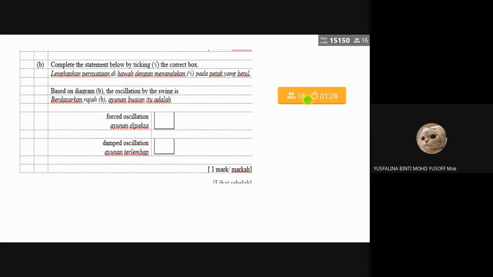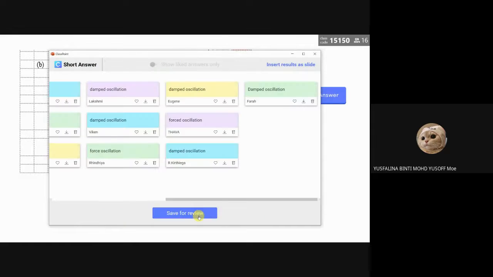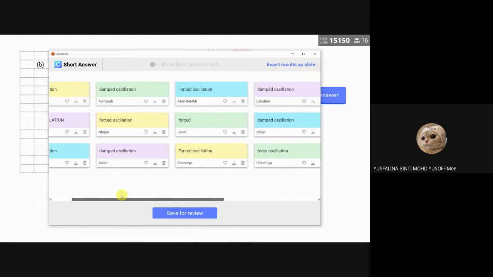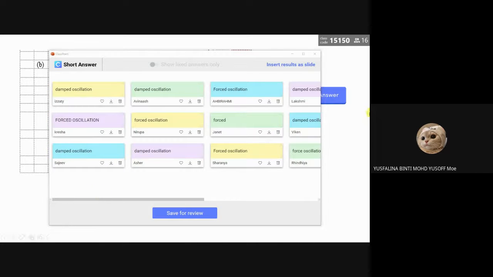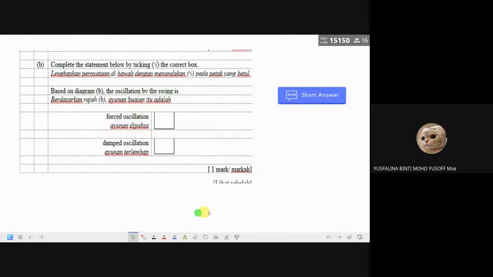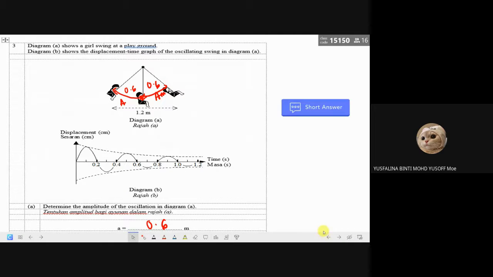Alright. So let's check the answer. Damped oscillation, forced oscillation, forced oscillation, damped oscillation. Okay, so let's see the answer here. Complete the statement below by ticking the correct box. So let's see the graph here. It said based on diagram B. So on diagram B, you can see the amplitude is decreasing. So amplitude decreasing is what? Damping, right? Okay. So this is the graph for damped oscillation.